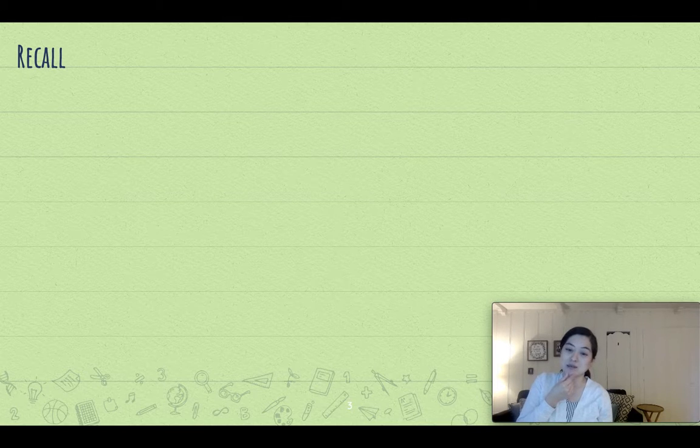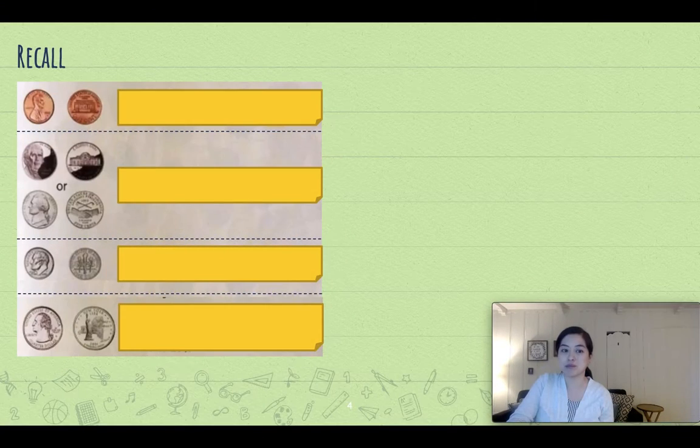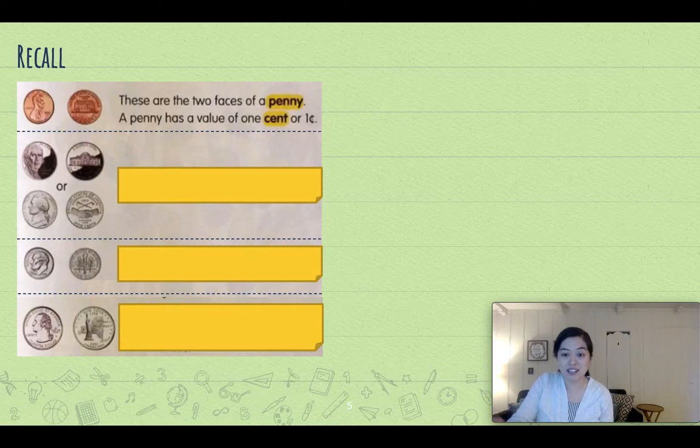We are learning about money. Do you remember the value of these coins? Well, this first coin here is brownish in color. It's called a penny and it's 1 cent.